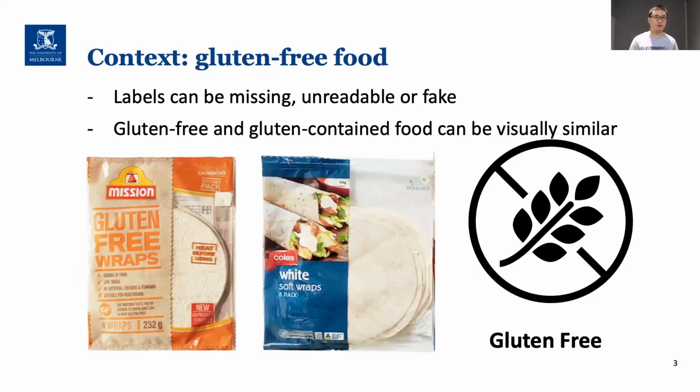Here is the context for our study. Imagine you want to buy gluten-free food in the supermarket. Usually it's quite straightforward. By looking at the package, there's a big front label saying gluten-free. However, there are cases where labels can be missing, such as homemade food, unreadable, such as in a foreign language, or even fake. In that case, you might need some assistance to help you make a decision on the gluten-free food. However, the challenge here is that gluten-free food and gluten-containing food can be visually similar, which means it's hard for human eyes to identify which one is gluten-free.